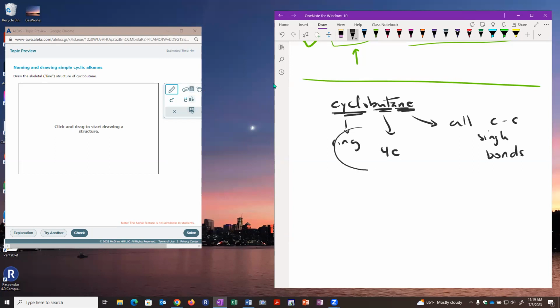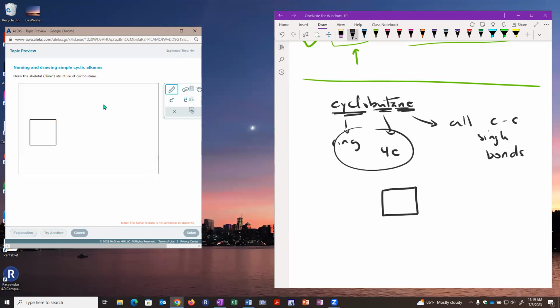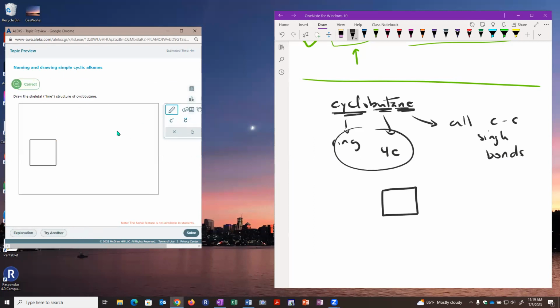So I need a ring made up of 4 carbons. So 1, 2, 3, 4. All carbon-to-carbon single bonds. Remember, there's a carbon wherever lines intersect. And in your line angle structure, you don't show your H's. H's are understood to be there. And that's it. If I were to draw this, I attach it. And there you go. It's a square. That is what cyclobutane is.